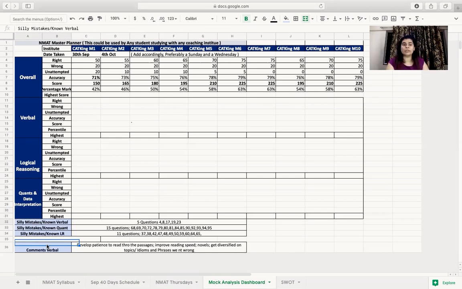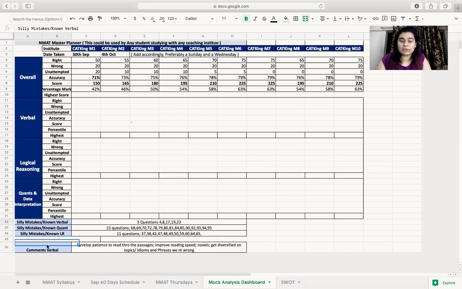What do you want to do for yourself in the verbal section? Like here, I want to make sure I build the patience to read more questions. I need to start reading articles, novels that will be helpful for us. Okay. And practice a little bit of idioms and phrases. So like this, each and every mock of yours, analyze, list down and everything.